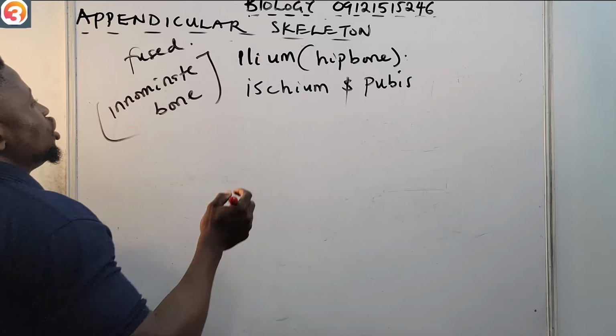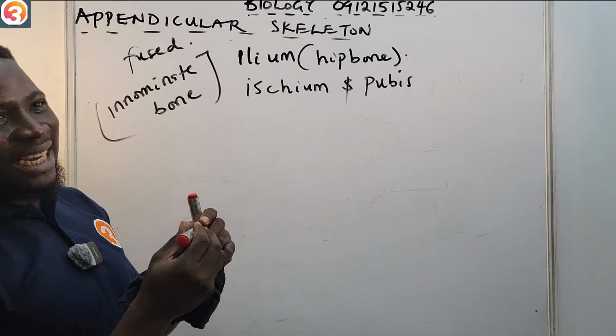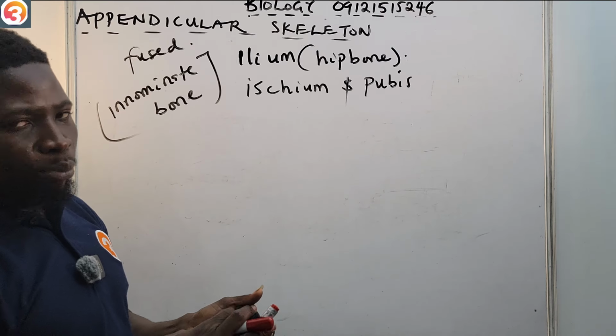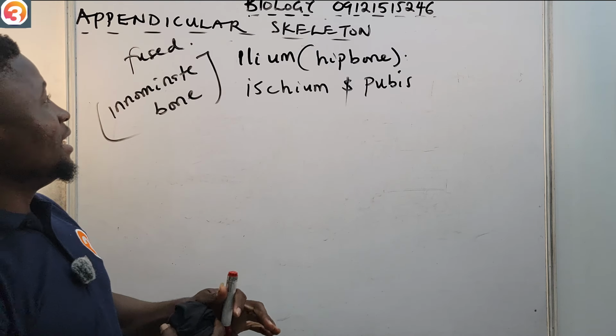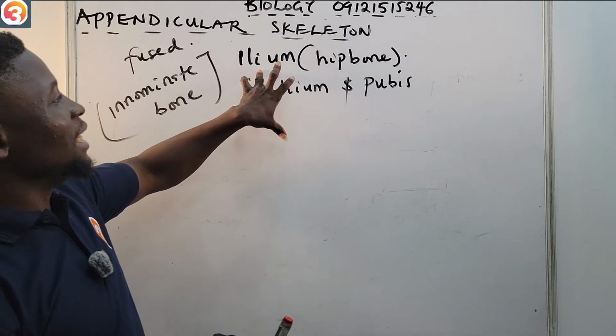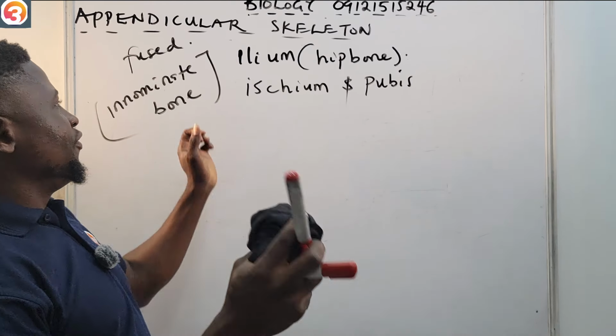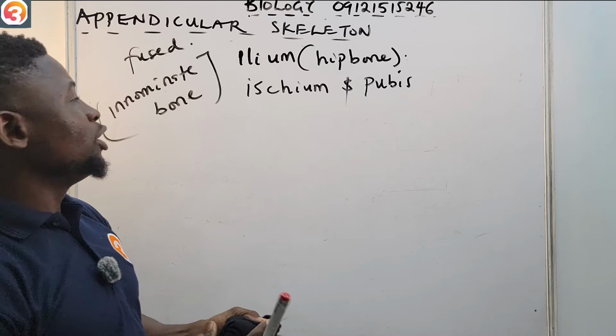Okay, this was the ischium and the pubis. They are fused together, joined together to form what is called the innominate bone. Please take note of that. Like we said, the pelvis contains the ilium, called the hip bone, and contains the ischium and the pubis, which are fused together to form the innominate bone.